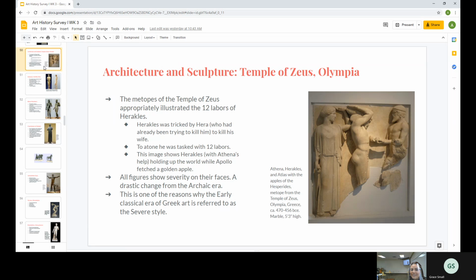So the 12 labors of Hercules: in order for him to become a god, well, besides becoming a god, he killed his wife. He's trying to regain his status, basically. He goes through 12 labors, even though it was Hera that tricked him into killing his wife. Anyway, side note. And Hera is the one that is in charge of some of the labors.